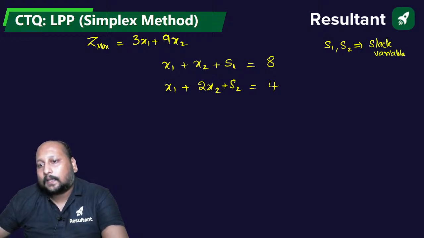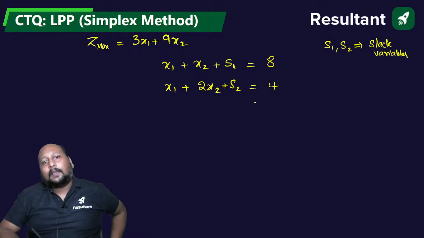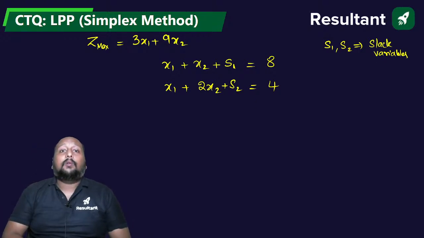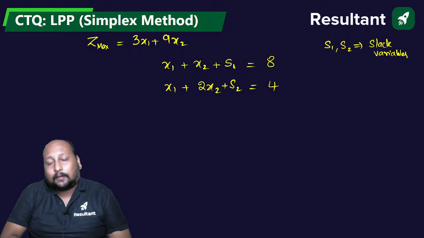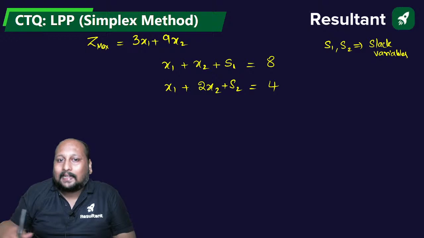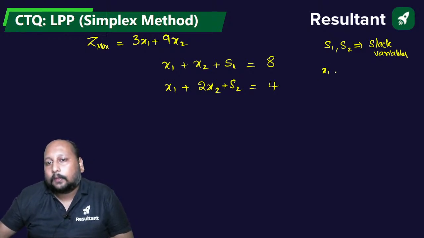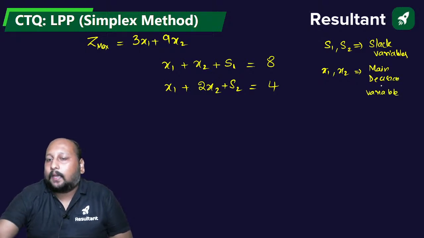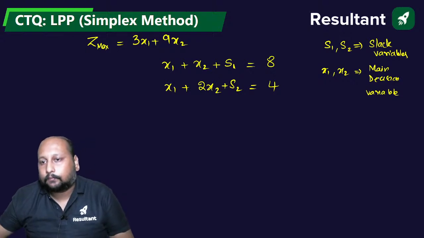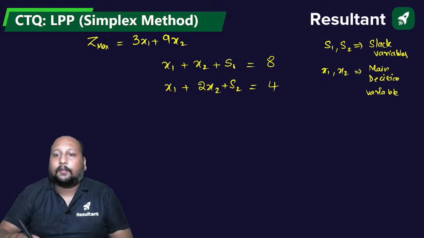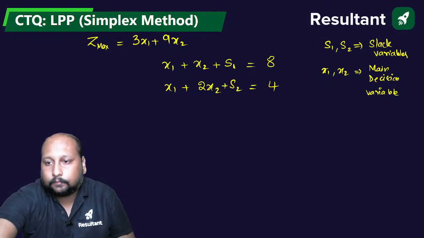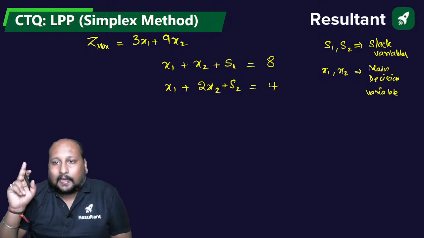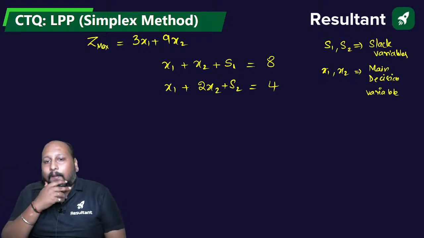What are the slack variables? These variables are basically introduced in order to eliminate the inequality in the constraint equation. Clear? And x1 and x2 are called the main decision variables. Understood? S1 and S2 are the slack variables. Now tell me one thing.